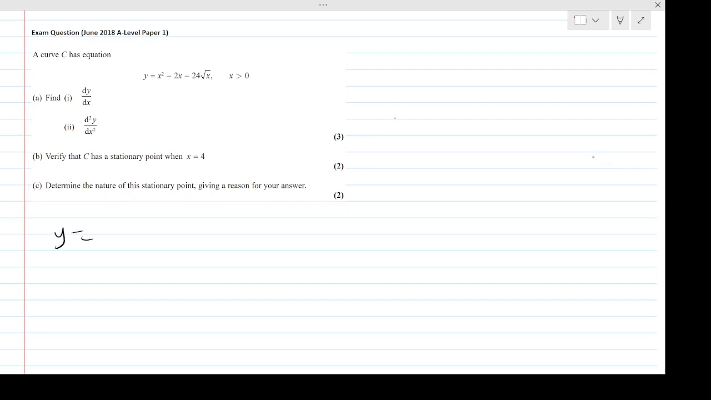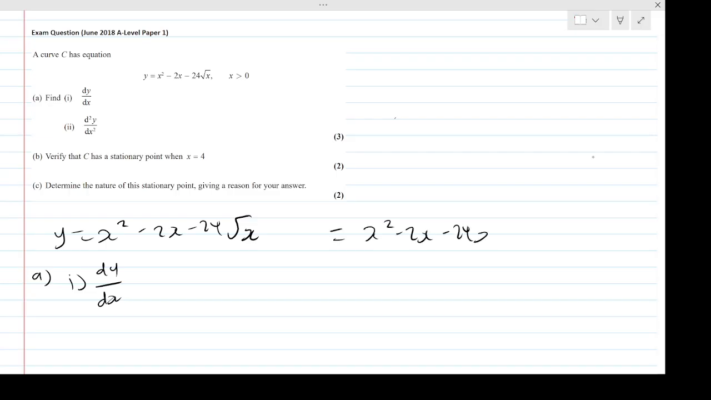We're told that y is x squared minus 2x minus 24 root x. It's asking us firstly to find dy dx. Well, before I do that, we need every x as just powers, but I have a root x here. That needs to be dealt with. I can then simplify that to x squared minus 2x minus 24x to the half. Now I can differentiate this.